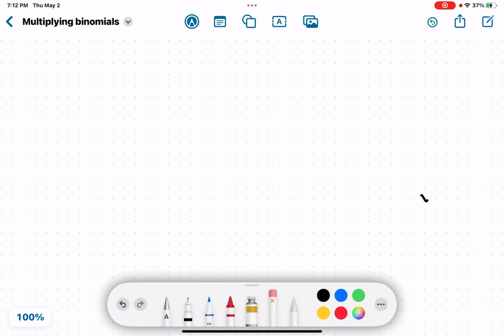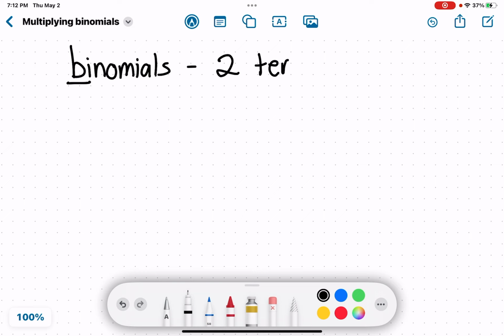So first we're going to review what a binomial is. Binomial, with the beginning bi, means two terms. So when we're multiplying binomials, we're multiplying two terms by another two terms. Well, something we already know how to do is multiply a monomial by a binomial. And what's a monomial? That's one term.